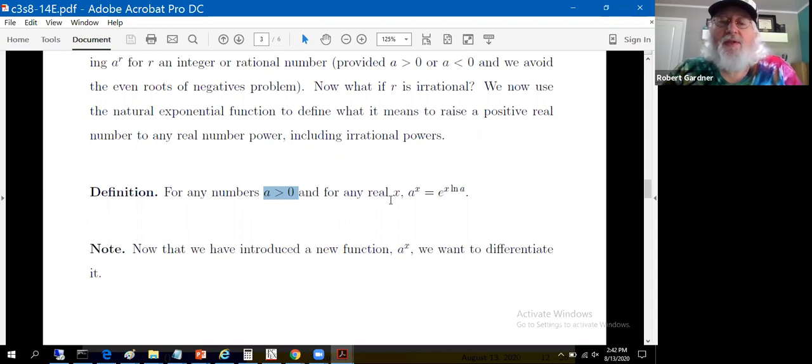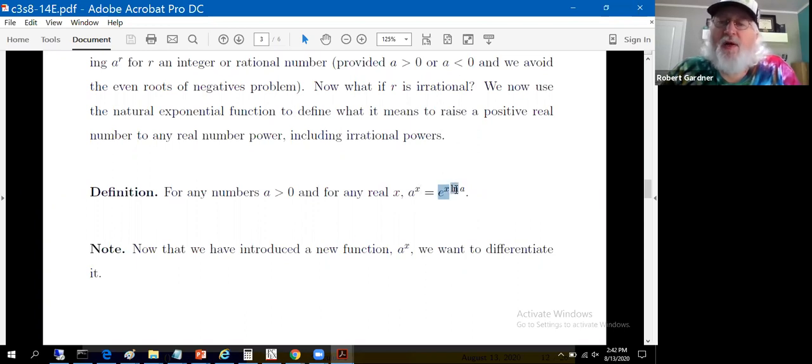So for a greater than 0, the very definition of a to the x, where x is any real number, is e to the x natural log of a. And you think of it like this. Here we've got an exponential function, and here we've got its inverse. So in some sense, with e to the natural log of a, a composition of inverse functions, it's kind of like the e and the natural log cancel, leaving us with an a in the base. And we're taking it as a definition, which is fine.